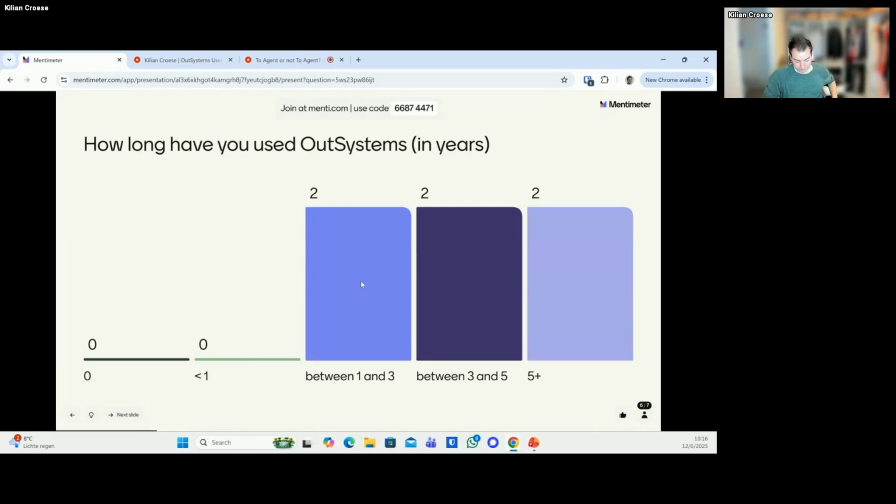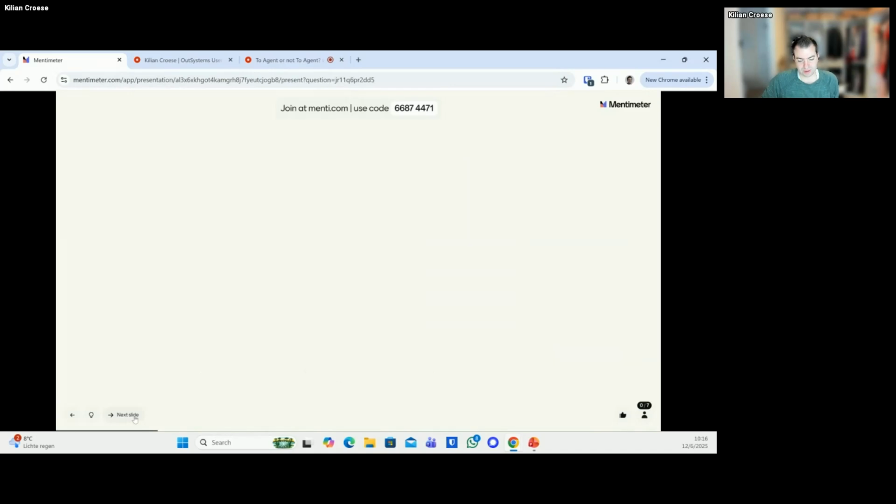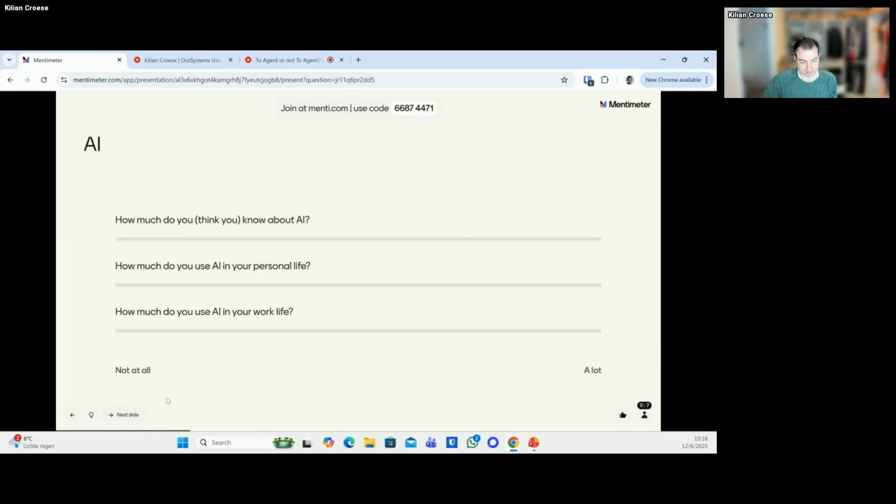Okay, that's good to know. Then I think that's going to be the last question. It's like a scale. I was wondering, how much do you think you know about AI, from not at all to very much? How much do you use it in your personal life, and how much do you use it in your work life?